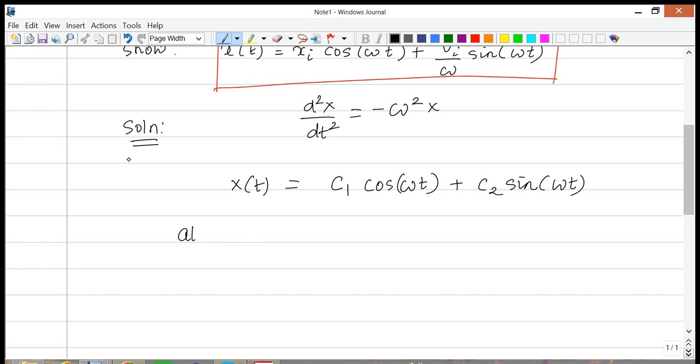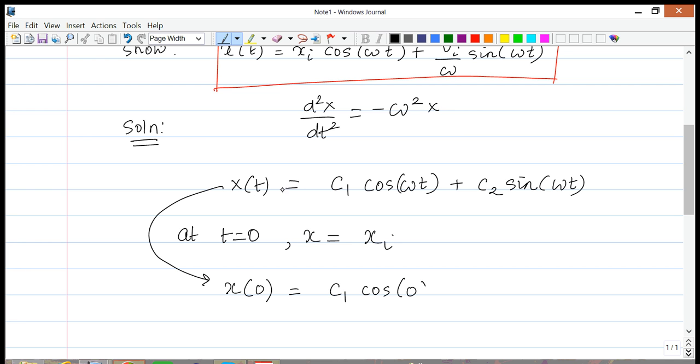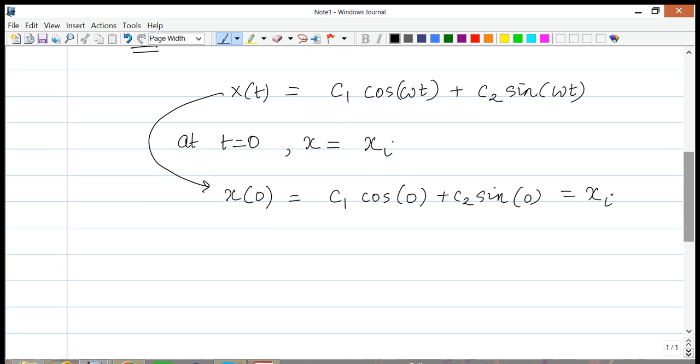Now you've been told that at t equal to 0, x is equal to xi. So let's plug in time equal to 0 into this equation. We get C1 times cosine of 0 plus C2 times sine of 0, and we've been told that this is equal to xi. Now cosine of 0 is 1 and sine of 0 is 0. So this implies that C1 is equal to xi.